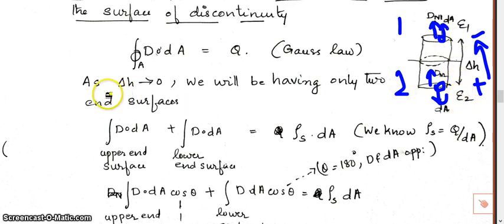Now I am assuming that as del h tends to 0, we will have only two end surfaces, only this and this. So I am rewriting the expression as integral of D dot dA over the upper end surface plus integral of D dot dA over the lower end surface is equal to surface charge density into dA, because we know rho s is equal to charge per area. From that, Q is equal to rho s into dA.